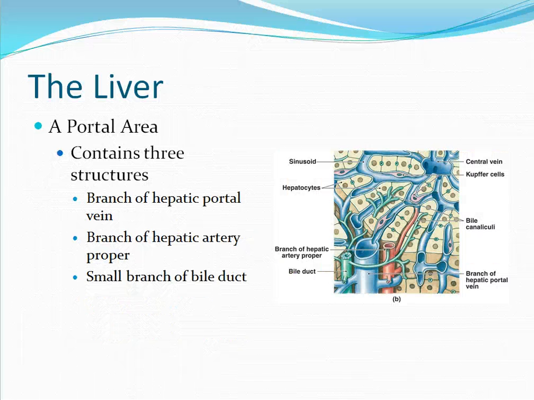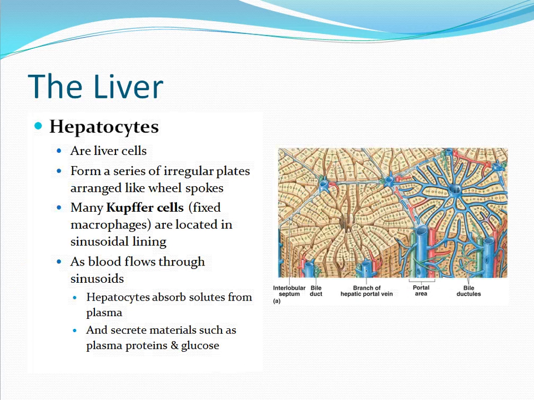Within this portal area, you will find three structures. One of these structures is a branch of the hepatic portal vein. This is the blue structure. You will also find a branch of the hepatic artery, and lastly, a small branch of the bile duct. The majority of the cells in the liver are known as hepatocytes. These form a series of irregular plates that are arranged like the spokes of a wheel.